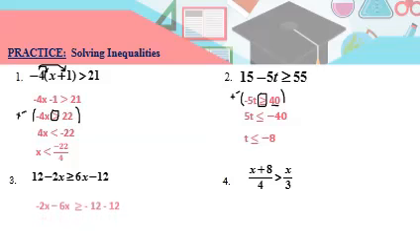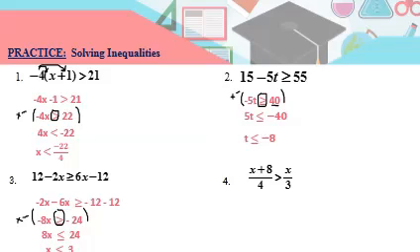In the third one also, we bring the variables to one side and the constant to the other side. You will get minus 8x greater than or equal to minus 24. So you don't just get rid of the minus and that's it. No, you have to flip the sign. So it becomes 8x less than or equal to 24, then x is less than or equal to 3.